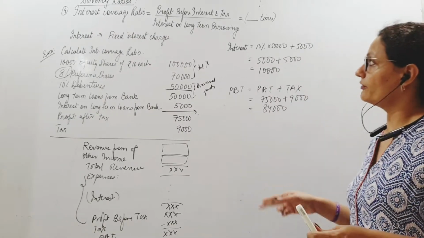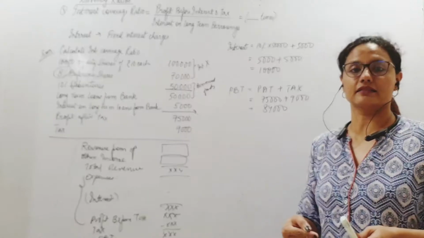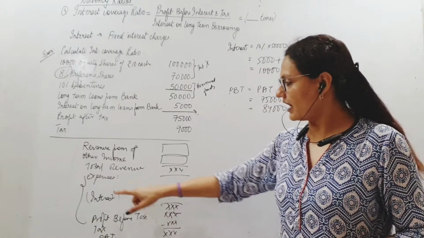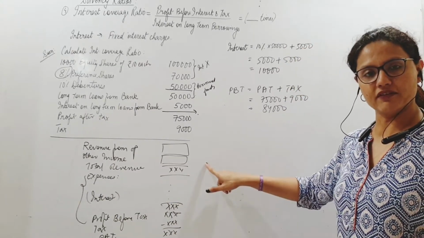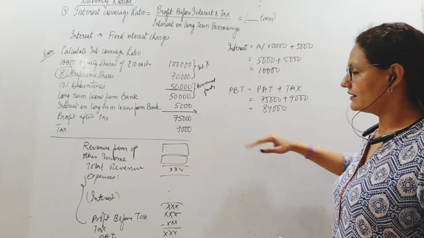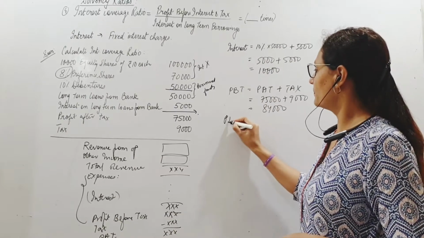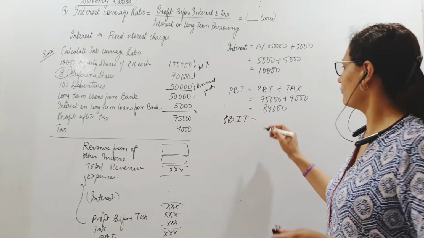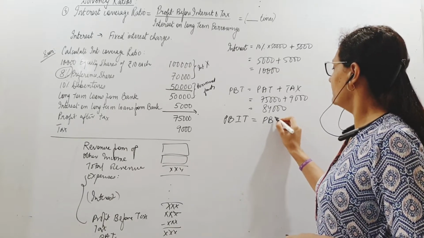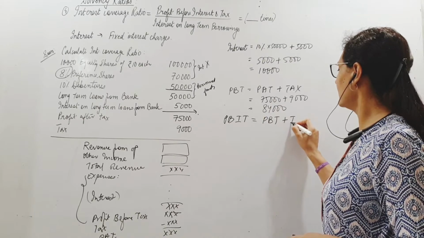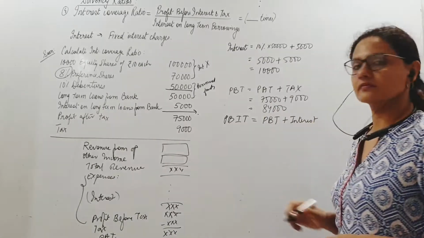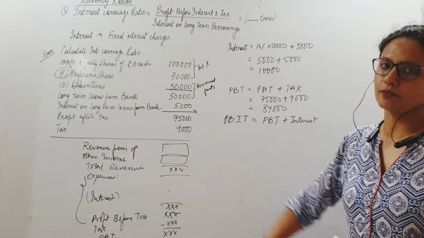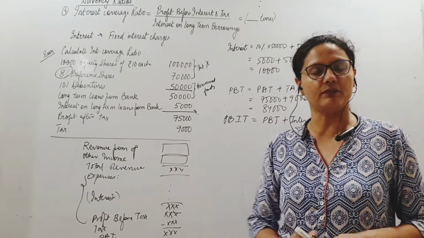No. It is profit before interest and tax. This profit before tax comes after we have subtracted interest from my revenue. Got it? So we will add back interest also. So profit before interest and tax, or PBIT for short, is profit before tax plus the interest. Clear? So this is an expense we had subtracted to arrive at profit before tax. We subtracted this to get profit before tax.